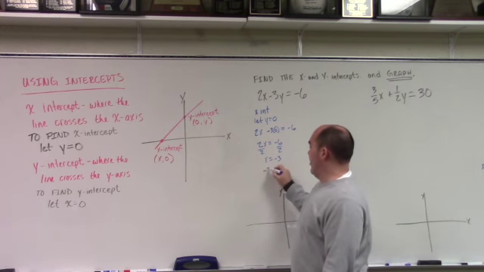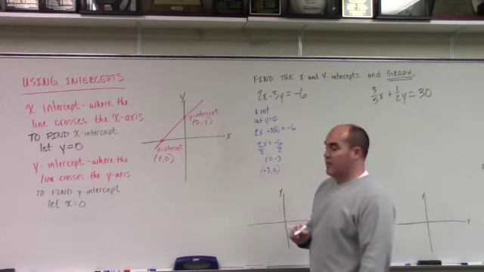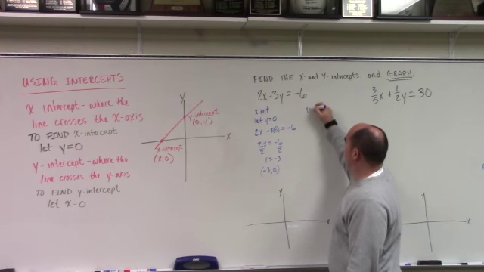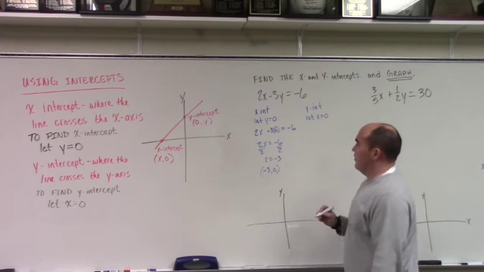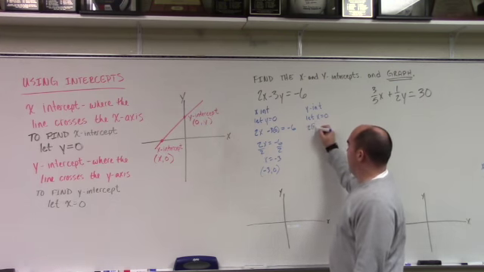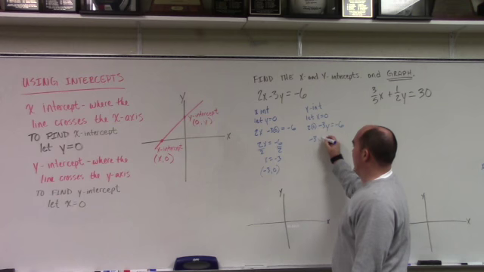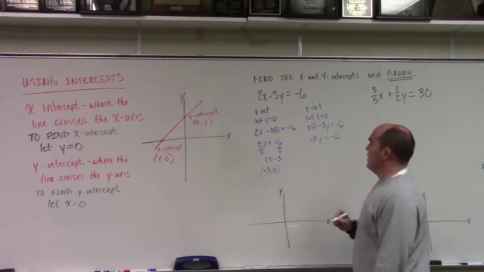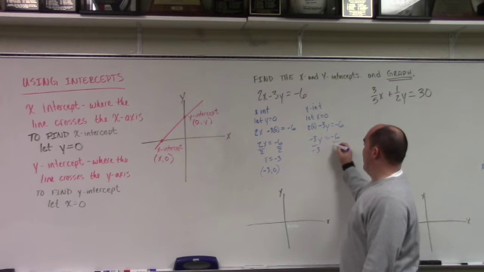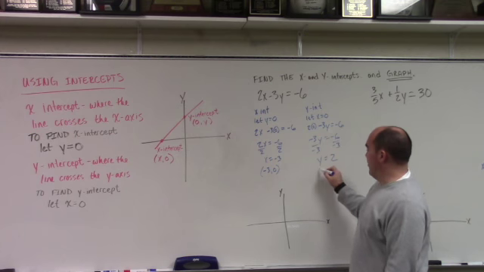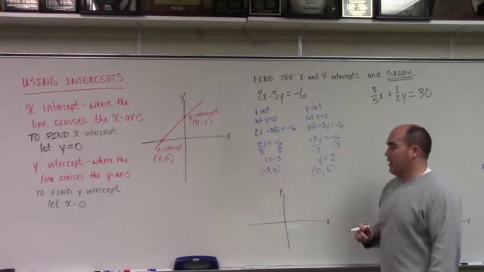If I was going to write it as a point, I would write it -3, 0. If I want to find the y-intercept, then I'm going to let x equal 0. Now I would say 2 times 0 minus 3y equals -6. So this is really just -3y equals -6. When I divide by -3, I get y equals 2. If I was going to write it as a point, my x value would be 0, my y value would be 2, and there you have it.